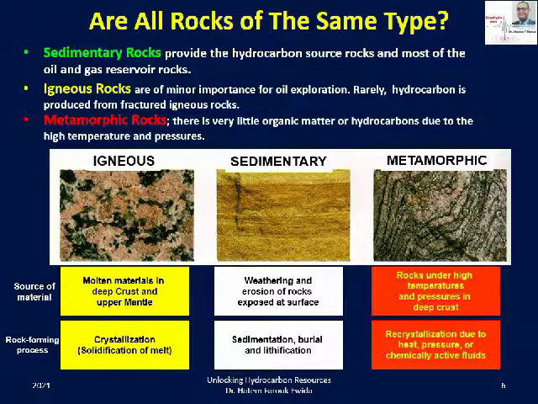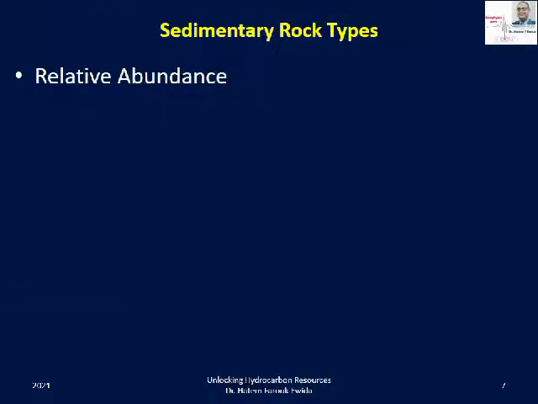The third type of rocks is metamorphic rocks. In this type of rock there is very little organic matter or hydrocarbons due to the high temperature and pressure. So the most important rock for us in the petroleum industry is the sedimentary rocks, and this is what we usually are looking for.